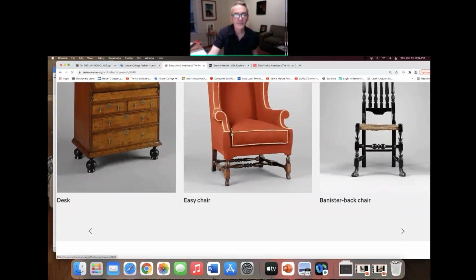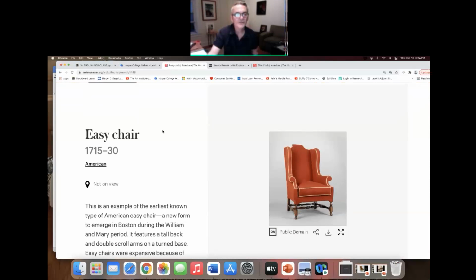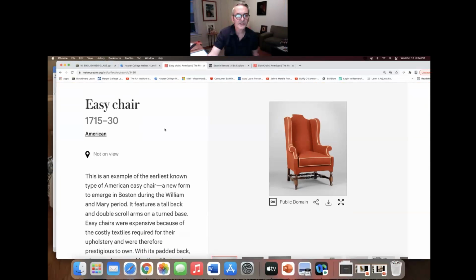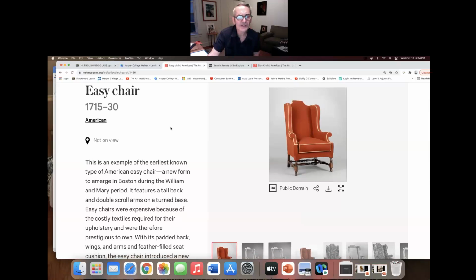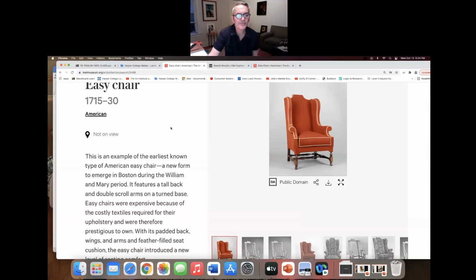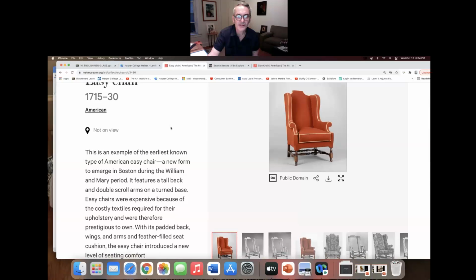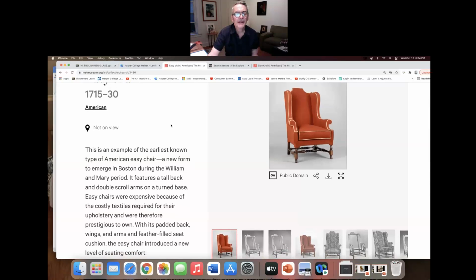There we go. So here, this easy chair, 1715 to 1730. So this is like the Baroque, Rococo period in France. This is an example of the earliest known type of American easy chair, a new form to emerge in Boston during the William and Mary period. Tall back, double scroll arms with a turned base.